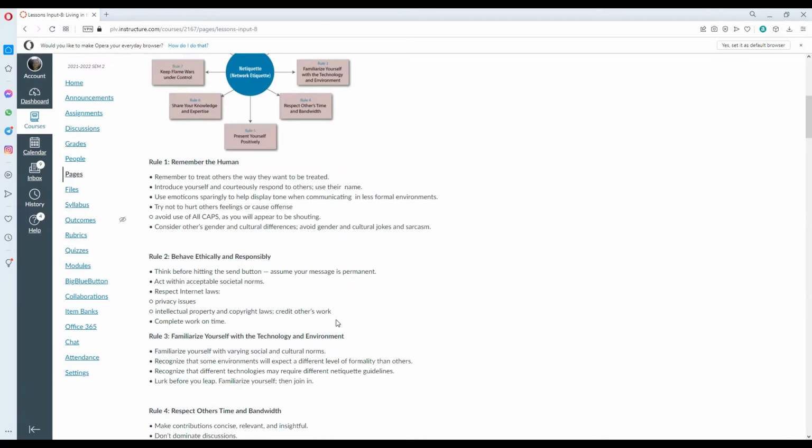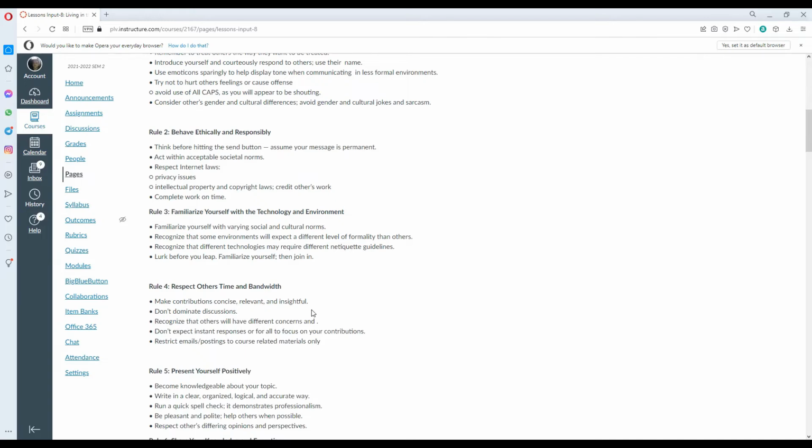Rule number two, behave ethically and responsibly. Think before hitting the send button. Assume your message is permanent. Act within acceptable societal norms, respecting internet laws such as privacy, intellectual property, and copyright. We must always credit others' work and complete work on time.